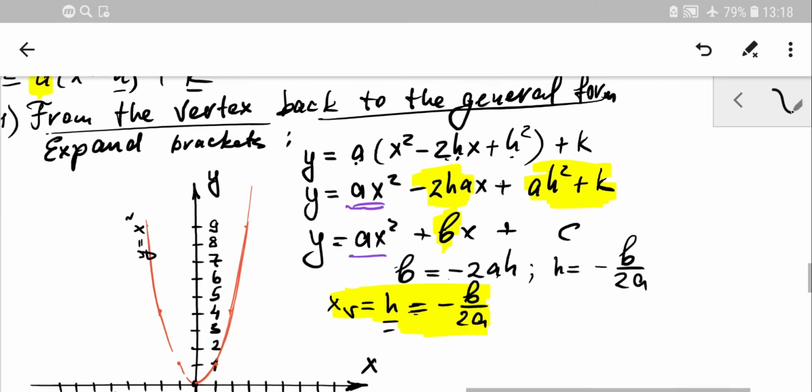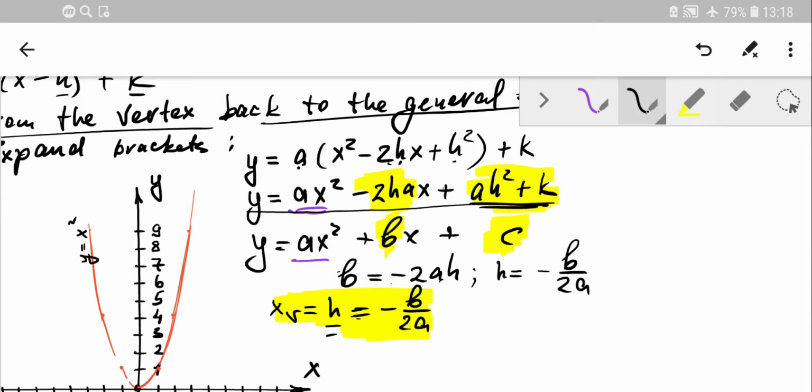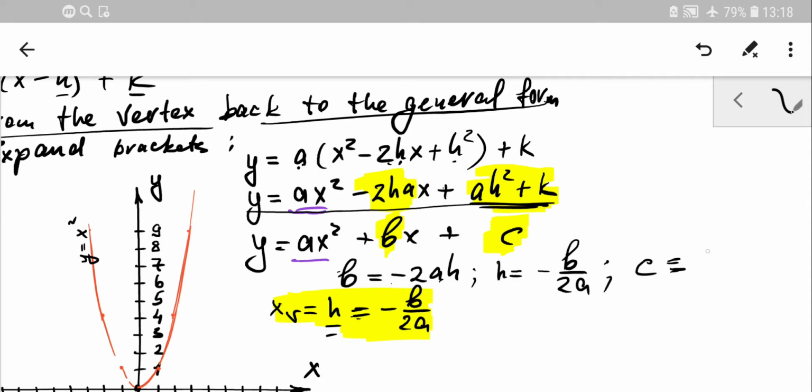Okay, next up, we've got the c coefficient, which is here, and that's completely what stays on the top, right? h squared plus k, that's for the vertex form. So we can say that c, the last free coefficient, is simply h squared plus k. That's the connection.